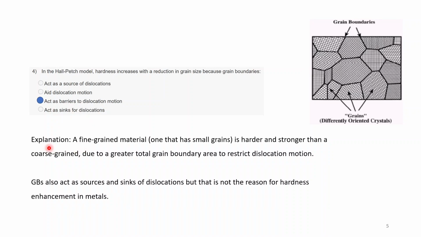A fine grain material, one that has small grains, is harder and stronger than a coarse grained one, due to a greater total grain boundary area to restrict dislocation motion. Grain boundaries also act as sources and sinks of dislocations, but that is not the reason for hardness enhancement in metals. So this is your polycrystalline material. As you keep reducing the grain size, hardness keeps increasing, and these grain boundaries act as a barrier to the dislocation motion.